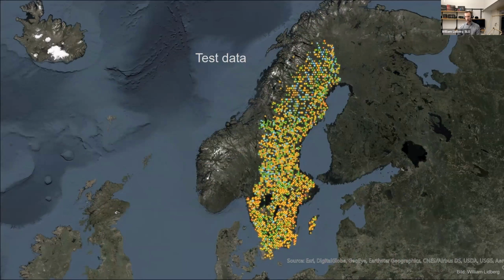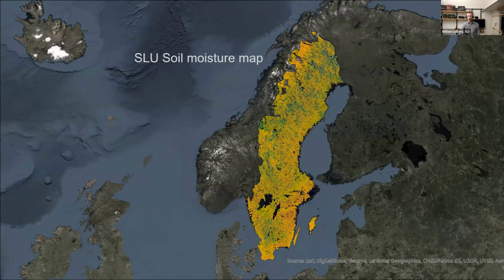And of course, we put aside about 20% of the field inventory to test and evaluate our results. So this is the SLU soil moisture map. It covers all of Sweden and has a resolution of 2 by 2 meters.